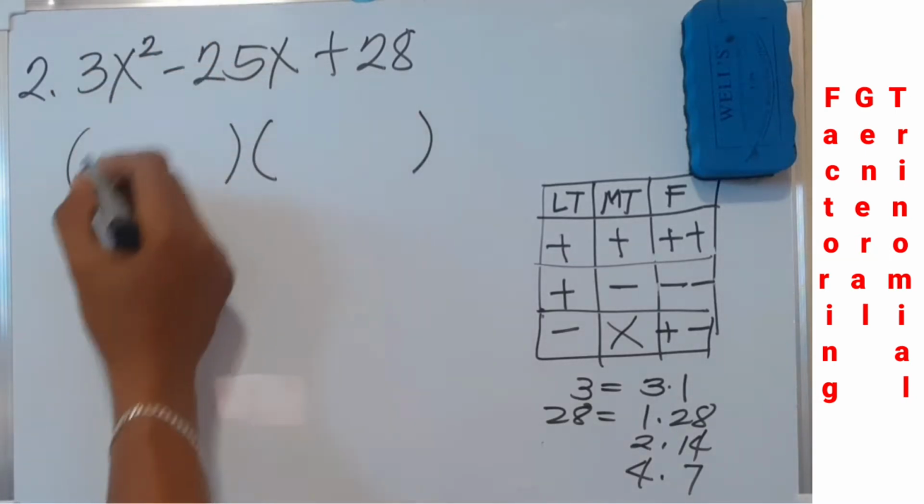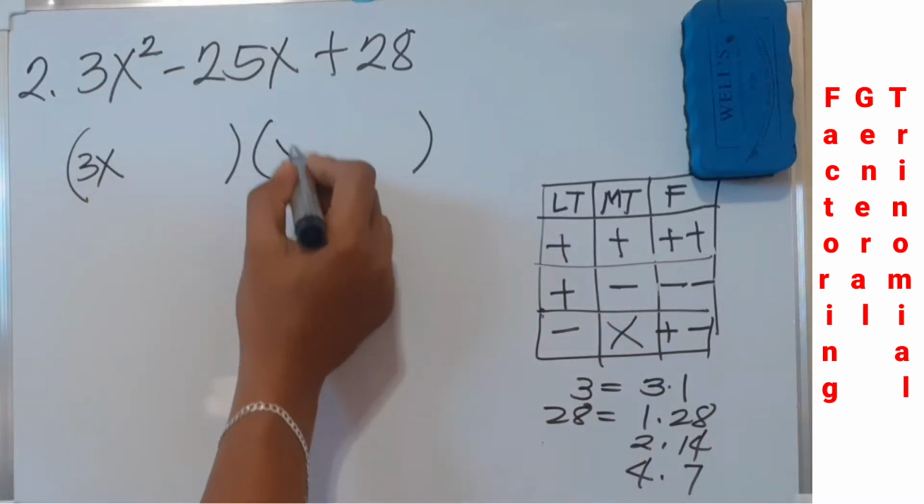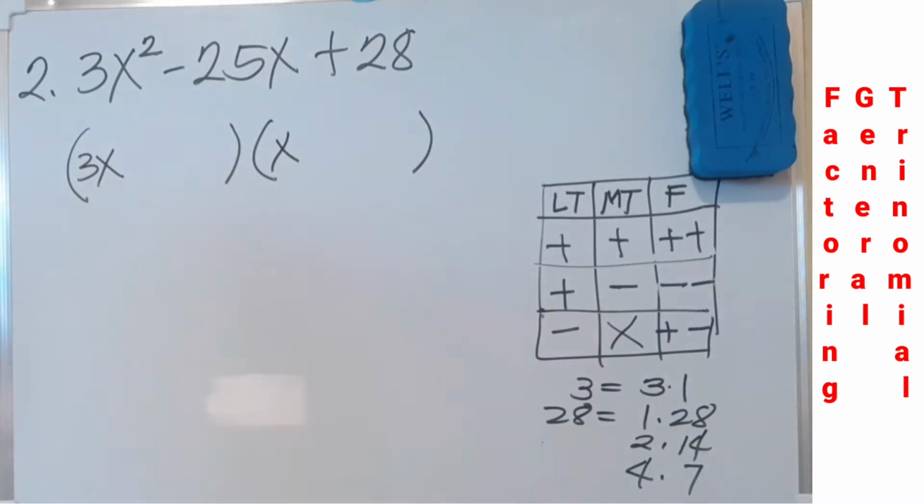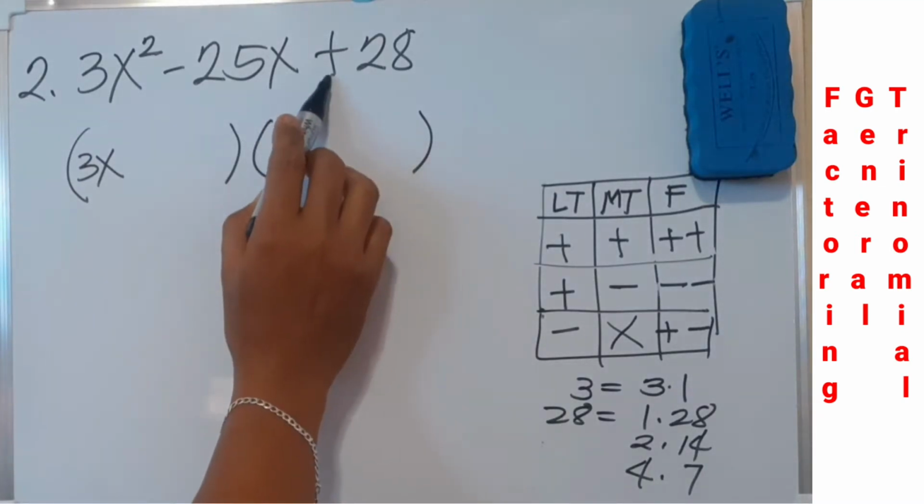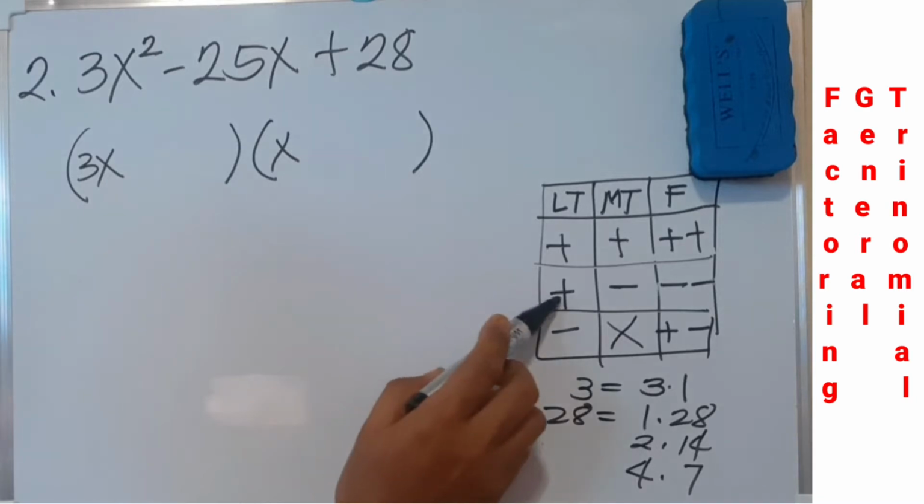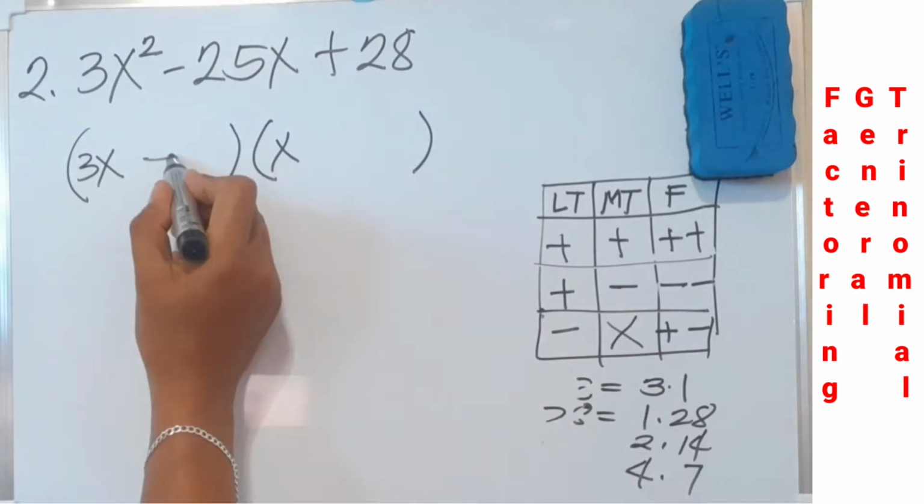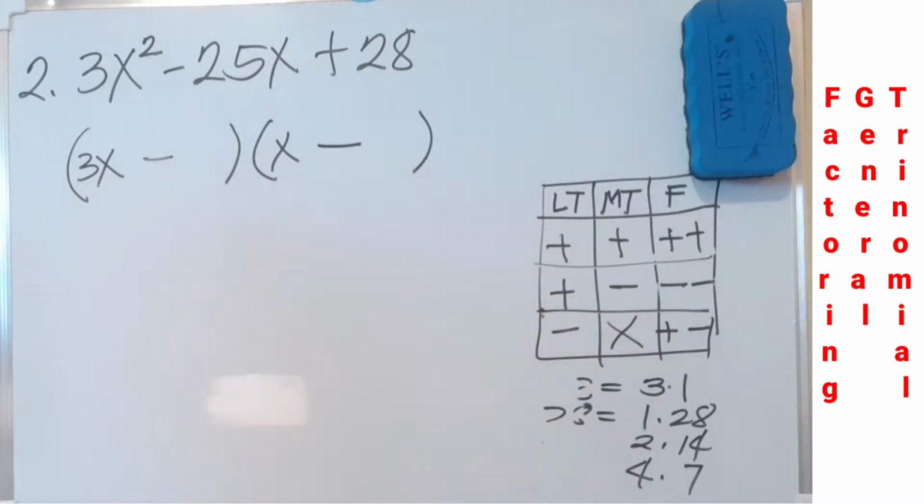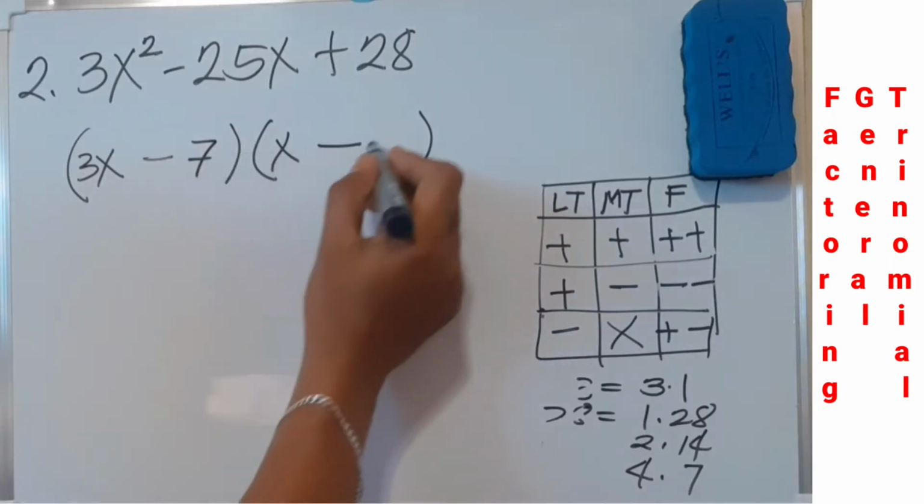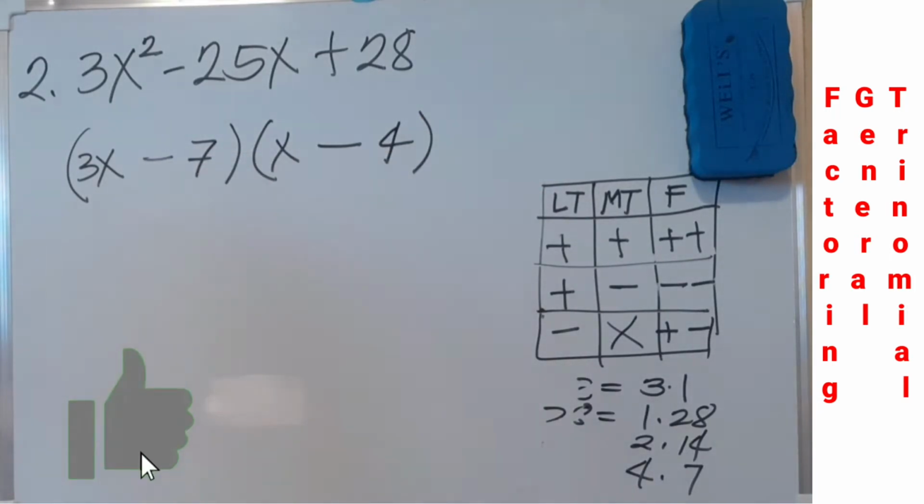The factors of 3x squared are 3x times x. The sign of our last term is positive, the middle term is negative, so we are here, so we have minus and minus. The factors of 28 are, try natin yan muna, 7 and 4.